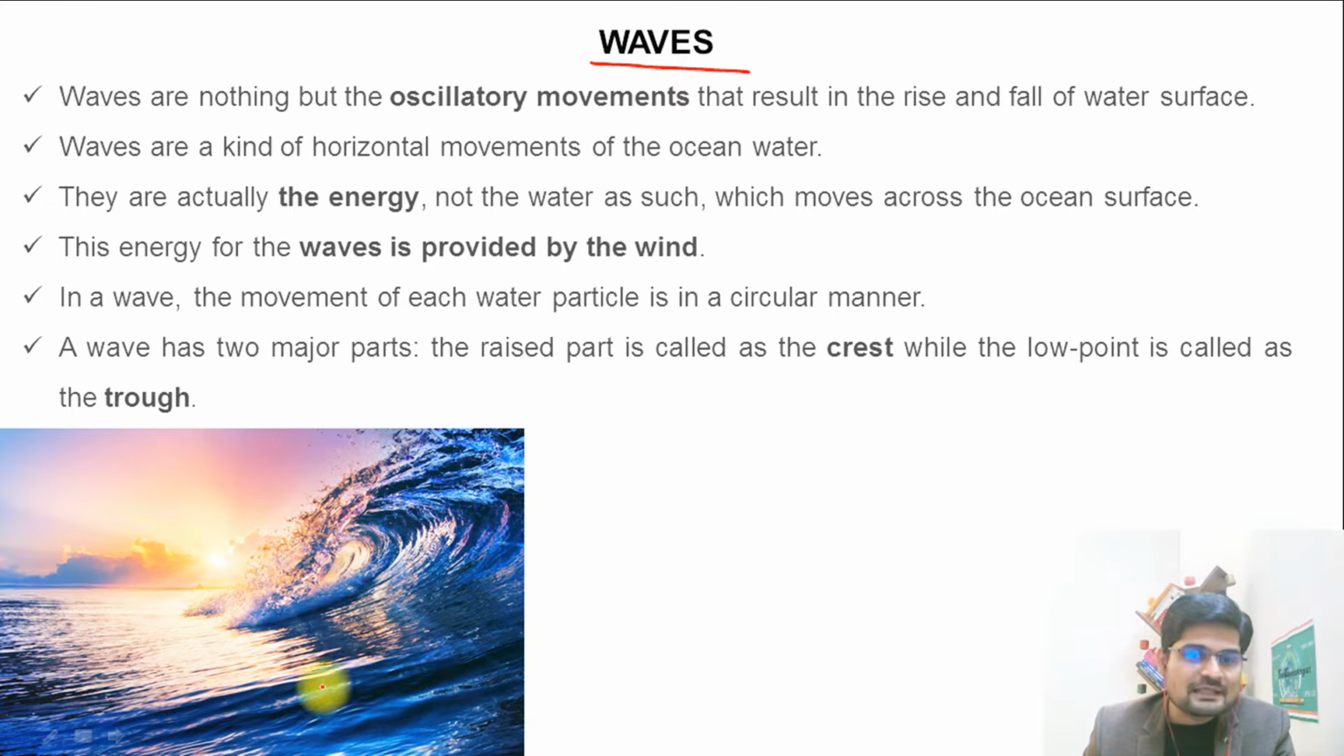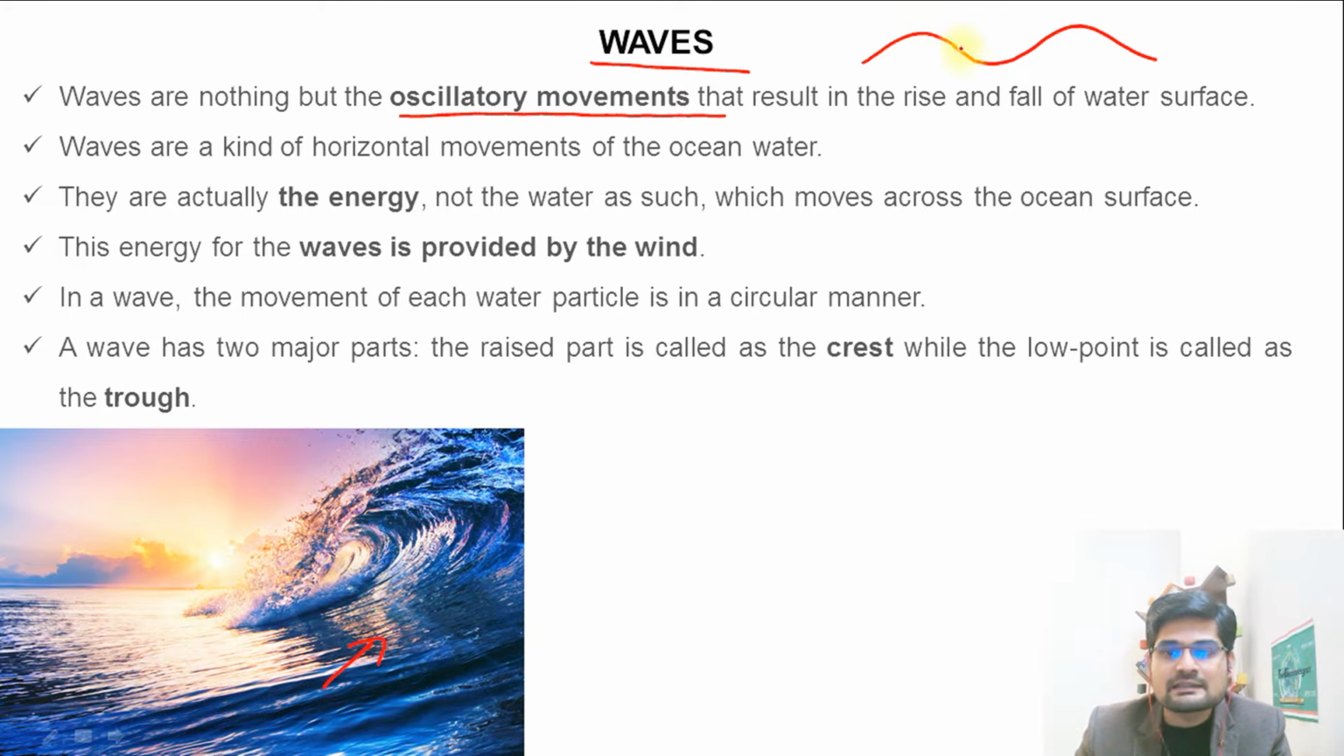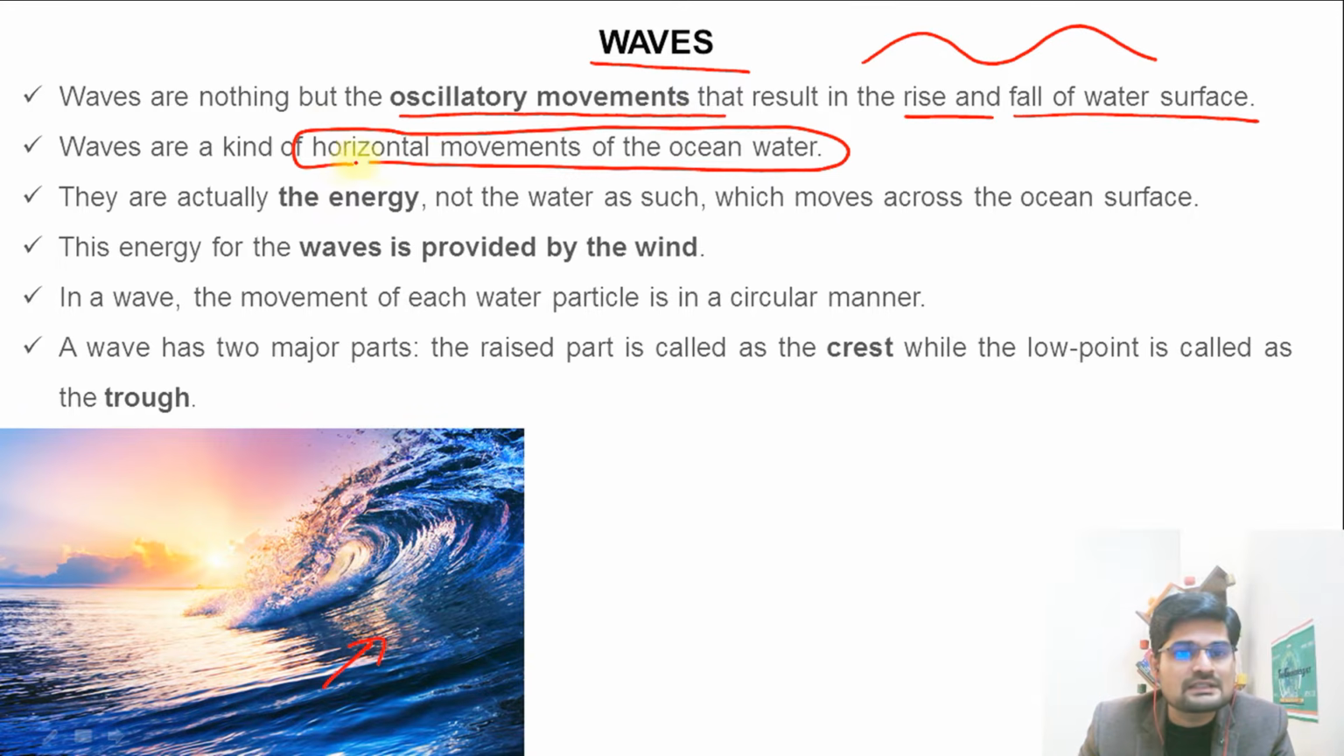So if you look into this image and if you have ever been to a seaside, you understand what a wave is, right? So waves are nothing but oscillatory movements. Now remember a little from physics, from optics, that if you understand this wavy nature, it is an oscillatory movement that results in rise and fall of the water surface. So it's the same concept of wave, right? Waves are a kind of horizontal movement of ocean water. That is important to understand, right?